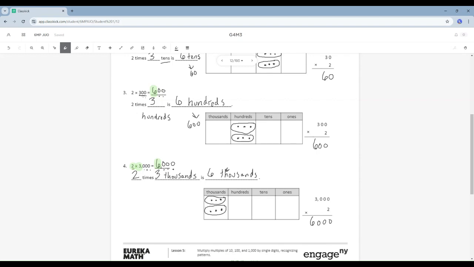So really the pattern we want to be looking at is using those basic facts that we know, and then multiplying by 10 if we need to, 100 if we need to, or 1,000 if we need to.